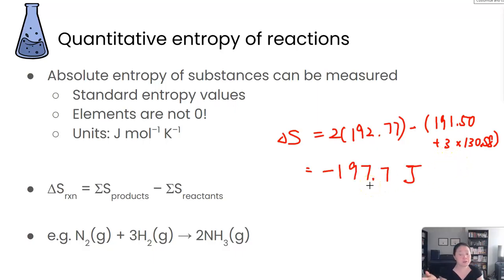So you're going to get a negative value there, and this should not be surprising because we did mention in the last slide that this is going to be a case where your entropy is decreasing. And so yeah, you get a negative value there.